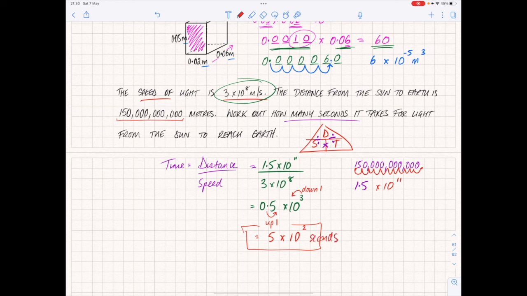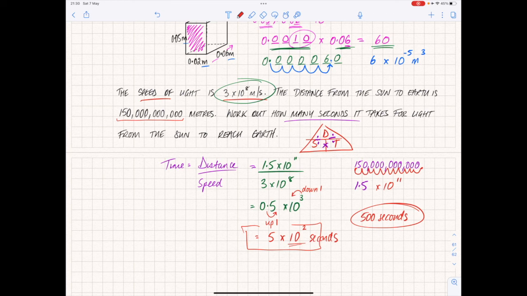Okay. Now, if it said give your answer as a whole number, 5 times 10 to the power of 2, well, 10 to the power of 2 is 10 squared, which is 100. 100 times 5 is 500. So it actually takes 500 seconds for light from the sun to reach the Earth, which is 8 minutes and 20 seconds. So by the time anything happened with the sun, it takes 8 minutes and 20 seconds for the light to actually reach us.